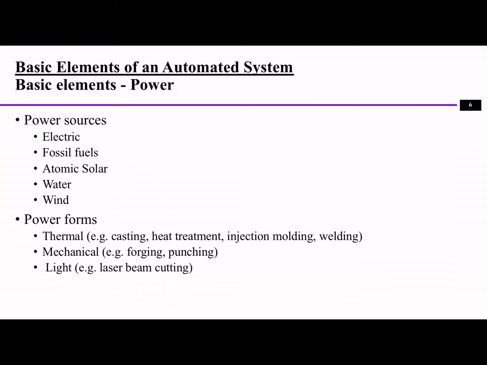And another one is mechanical power. Mechanical power is used in some manufacturing processes like forging, machining, punching, cutting, those kinds of processes. It requires a mechanical or physical force from one material to another material in order to alter the shape of the other material. So this is mechanical power.